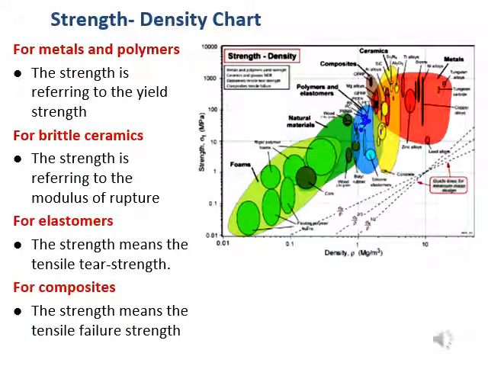Here is the strength density chart. Strength in this case is fracture strength, sigma F. As per the previous class about the mechanical properties of materials, the strength for metals and polymers refers to the yield strength. For brittle ceramics, it refers to the modulus of rupture. For elastomers, it refers to the tensile tear strength. And for composites, the strength means the tensile failure strength.